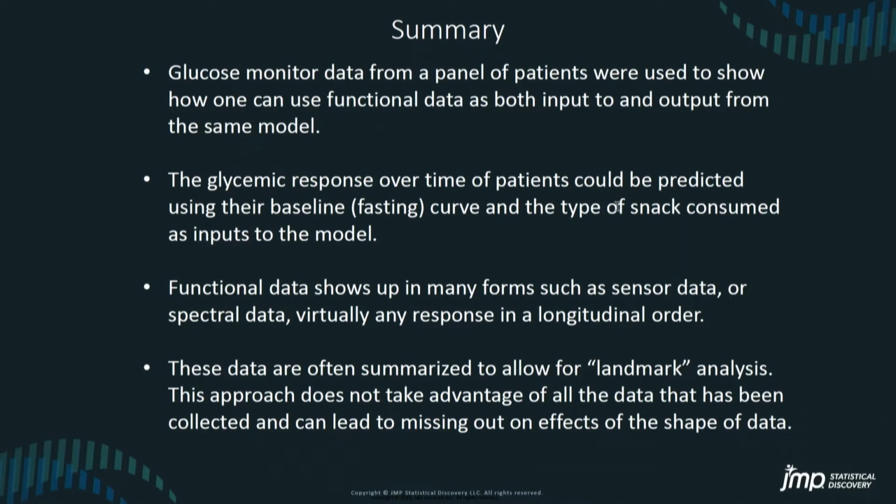The glycemic response over time of the patients could be predicted using their baseline fasting curve and the type of snack consumed. Those were the inputs to the model. Functional data shows up in many forms, such as sensor data, spectral data, virtually anything in a longitudinal order. A couple other examples that I maybe didn't mention earlier.